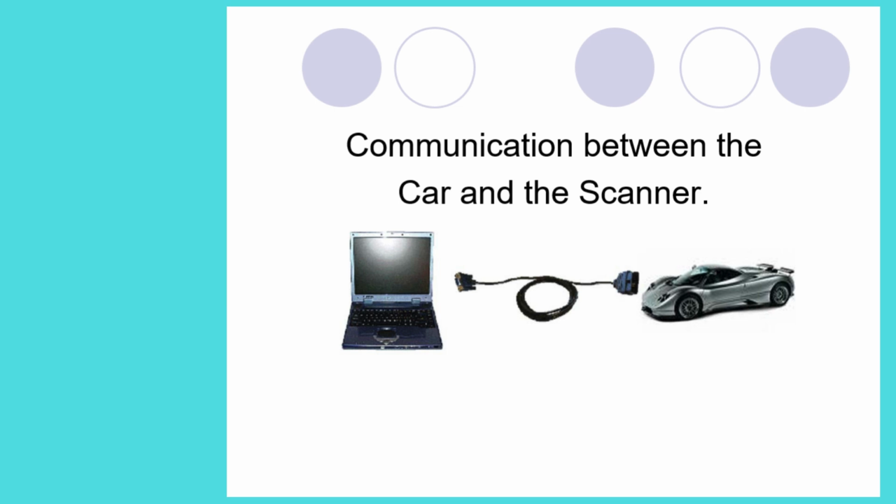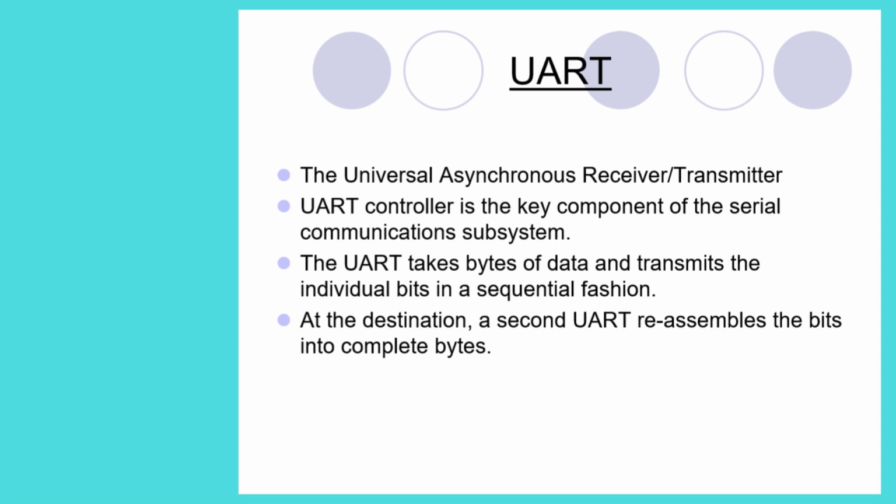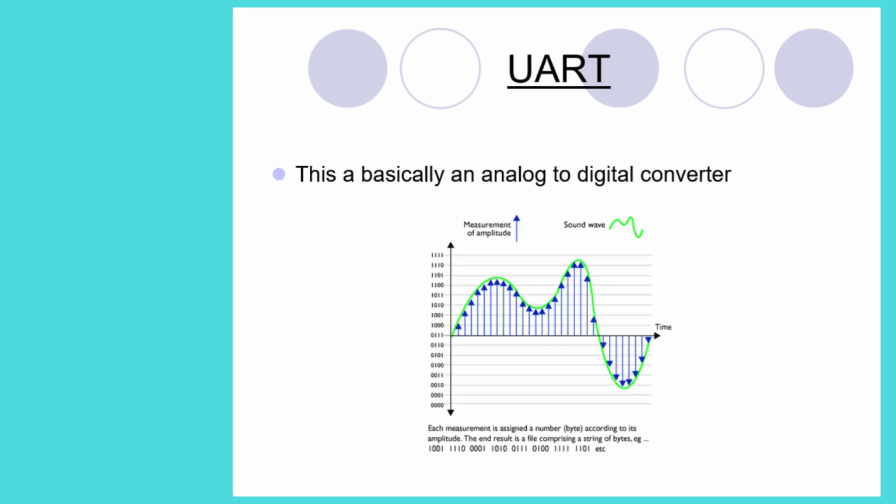Communication between the car and the scanner. The Universal Asynchronous Receiver Transmitter. The UART controller is the key component of the serial communication subsystem. The UART takes bytes of data and transmits the individual bits in a sequential fashion. At the destination, a second UART reassembles the bits into complete bytes. This is basically an analog to digital converter. The working of an analog to digital converter is beyond the scope of this course. However, the diagram gives a brief description. You may want to research further online.